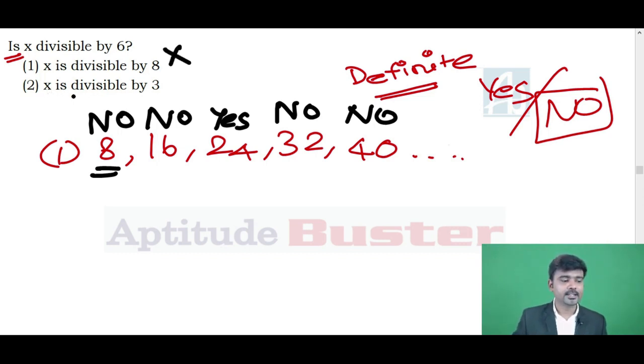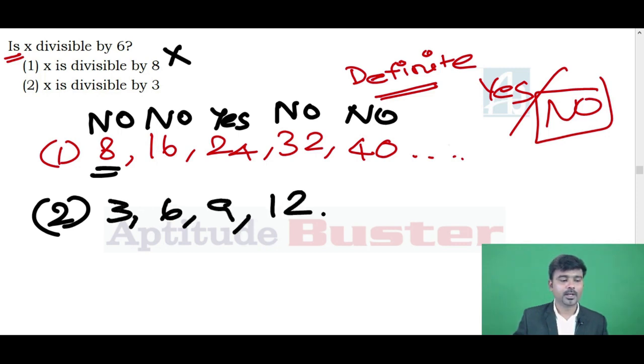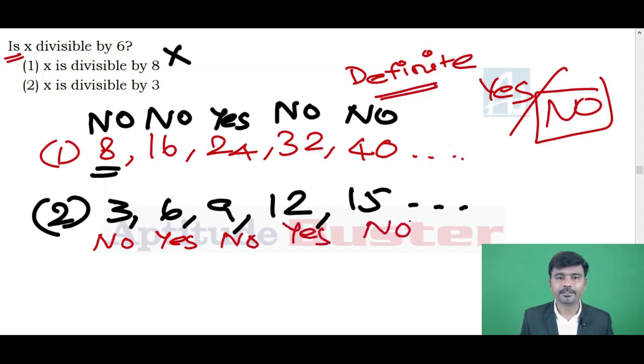Next, read the second statement: x is divisible by 3. 3, 6, 9, 12, 15. Now we need to check whether it is divisible by 6 or not. If I take 3, no. If I take 6, yes. If I take 9, no. If I take 12, yes. If I take 15, no. Is it sufficient to say the answer? No. The reason is we don't get a definite yes or definite no: no, yes, no, yes. The second statement alone is not sufficient.